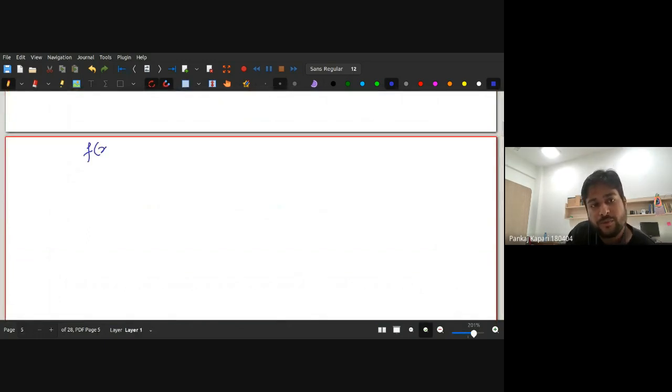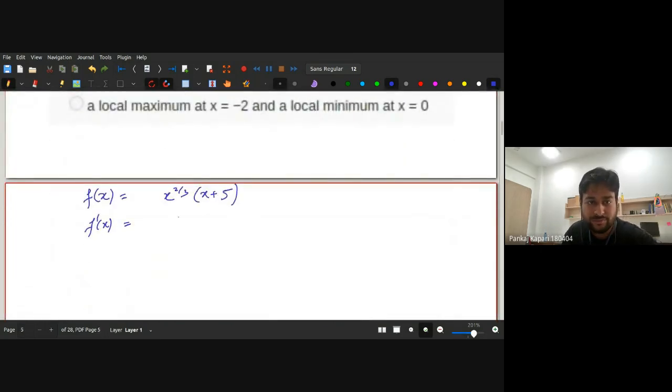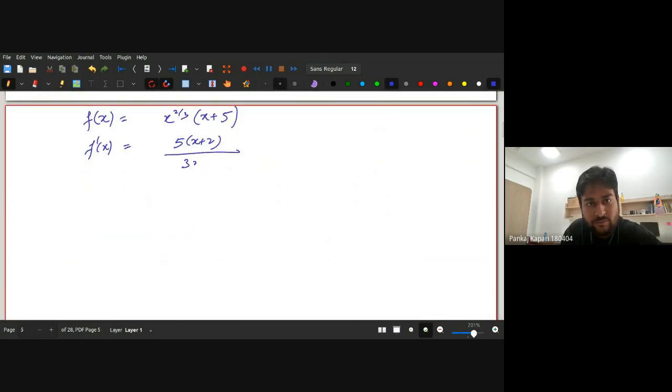So let's recall what the function was. The function was 5 times x to the power 2 thirds, in bracket x plus 5, right? And what was the derivative? We have computed that: 5 times x plus 2, divided by 3 times x to the power 1 third. So that was the derivative. And what are the critical points? -2 comma 0 are critical points.